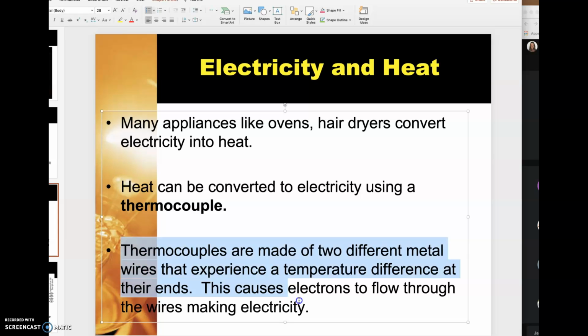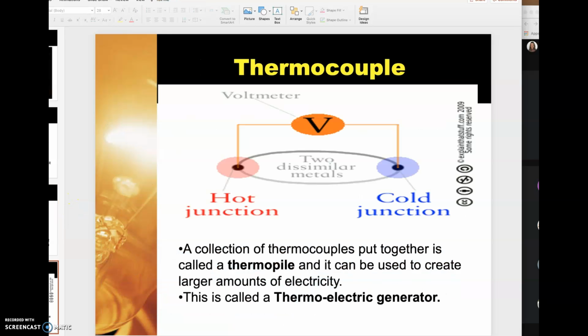Okay, and here's some words for how thermocouples work. Two different metal wires, and it lets electrons flow through them, making electricity. So here's two dissimilar metals, hot and cold. And if we're getting fancy, we call it a thermopile. But mostly I just want you to understand that a thermocouple is using two wires to create a voltage.